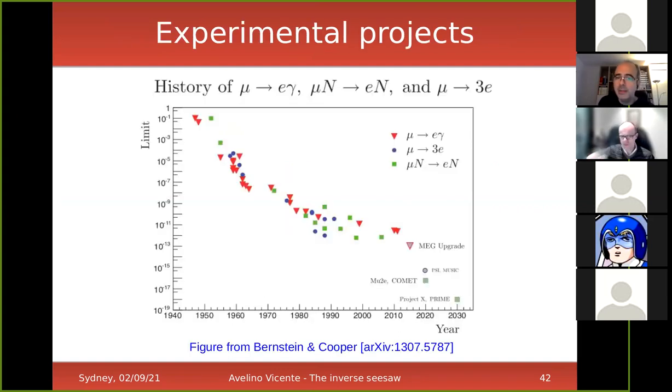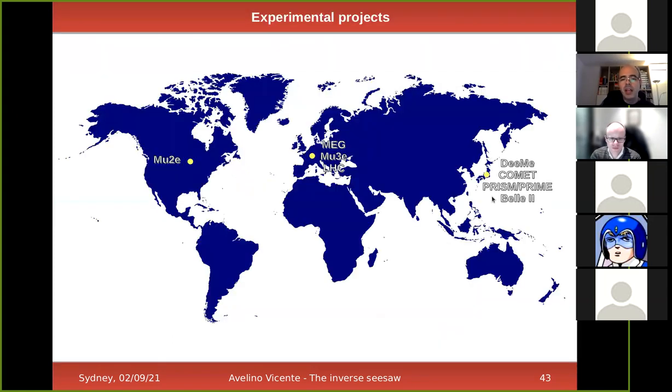And there are several experimental projects going on at the moment, and they have been evolving with time since the very beginning. So since the discovery of the muon, basically, people are looking for these flavor violating decays. And after decades of evolution, we are now basically here. There are several experiments with very high sensitivities. I took this plot from this paper. It's a bit old, but I think the numbers didn't change that much. So I think it's still valid.